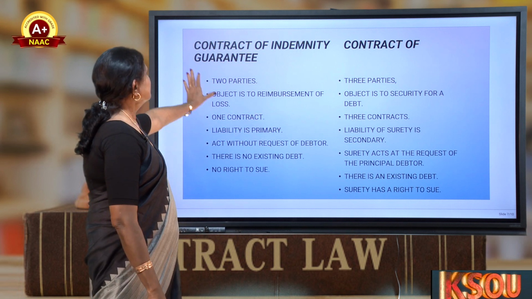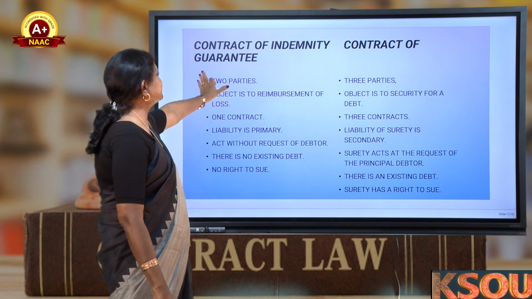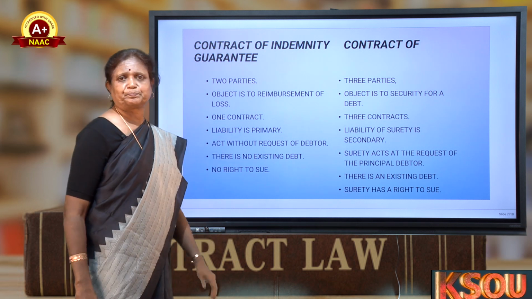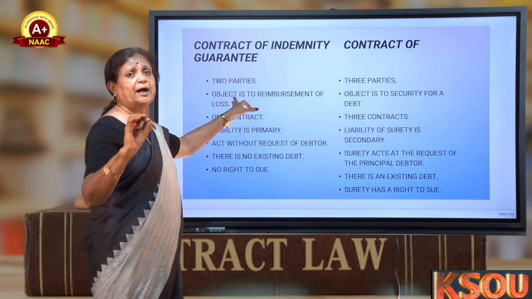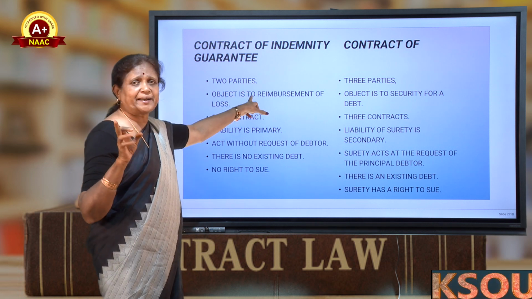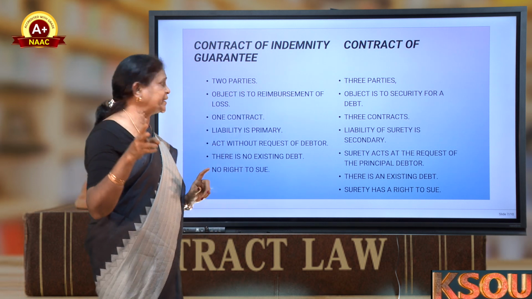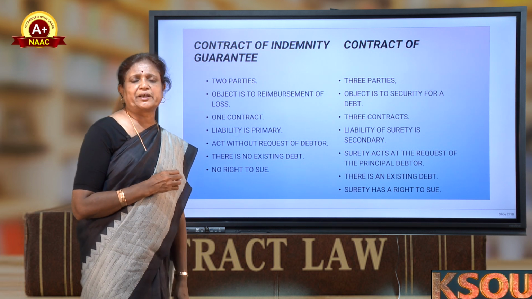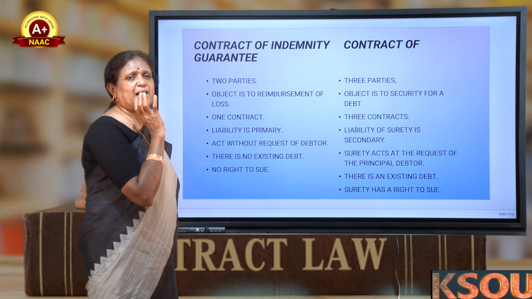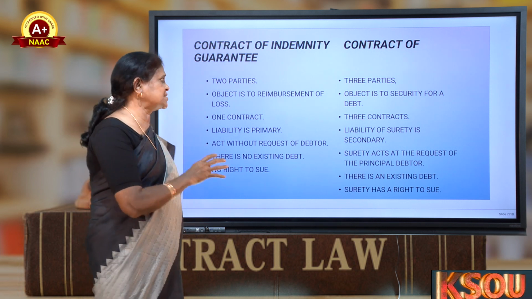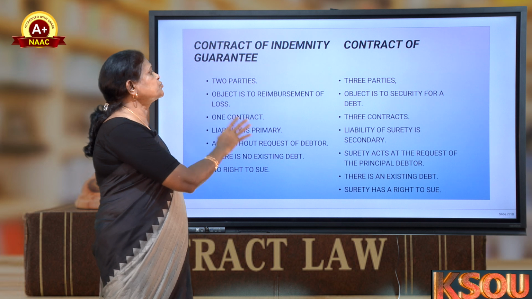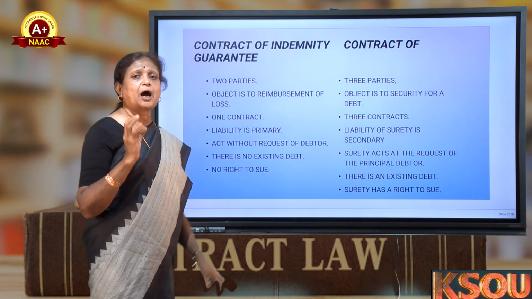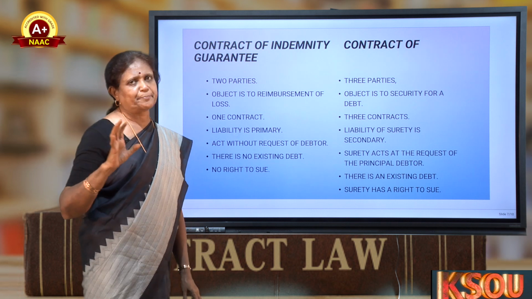These two contracts are the contract of indemnity and the contract of guarantee. What is the difference between these two? First thing is, in a contract of indemnity there are only two parties; in a guarantee there are three parties. The object of the contract of indemnity is making good the loss or reimbursement of the loss suffered. Here it is only security for a debt, so security will be given before the debt is made.